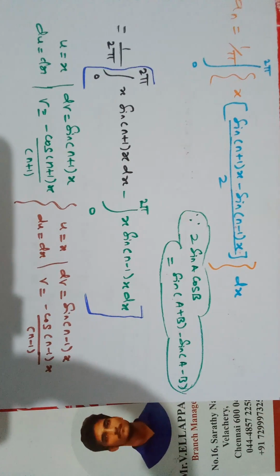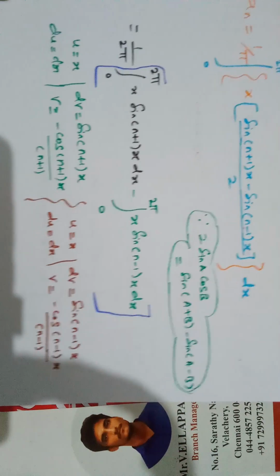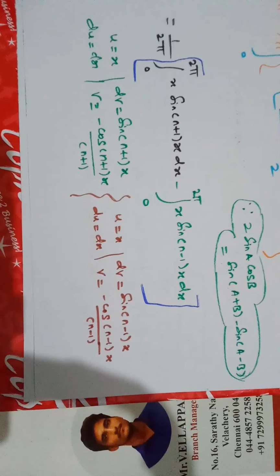So there are two terms. Both terms have more than one function in the integral, so let us apply integration by parts for both terms. So it will be u equal to x, du equal to dx, dv equal to sin (n plus 1) x dx, v equal to minus cos (n plus 1) x divided by (n plus 1). Similarly, for the second term, u equal to x, du equal to dx, dv equal to sin (n minus 1) x dx. Integrate, it will be minus cos (n minus 1) x divided by (n minus 1).